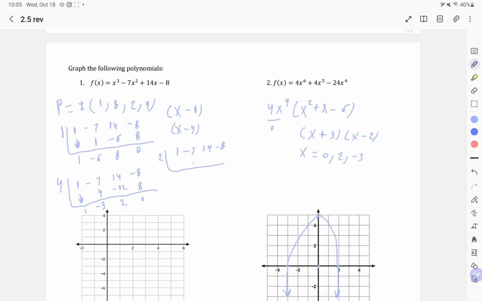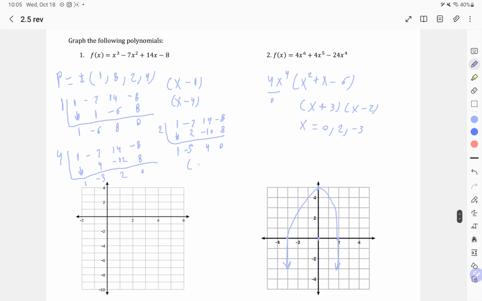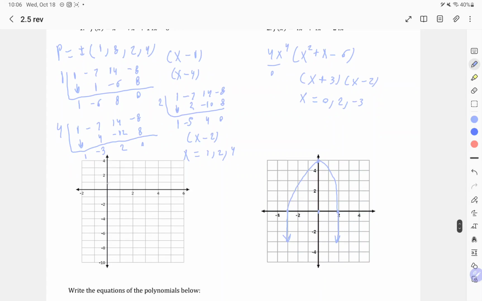Alright, let's go for this one. We got 1, 2, 7, 2, 5, negative 5, negative 10, 4, 8, 0. Alright, we got x negative 2. Okay, these are our zeros: 1, 2, 4. Alright, let's plot them.